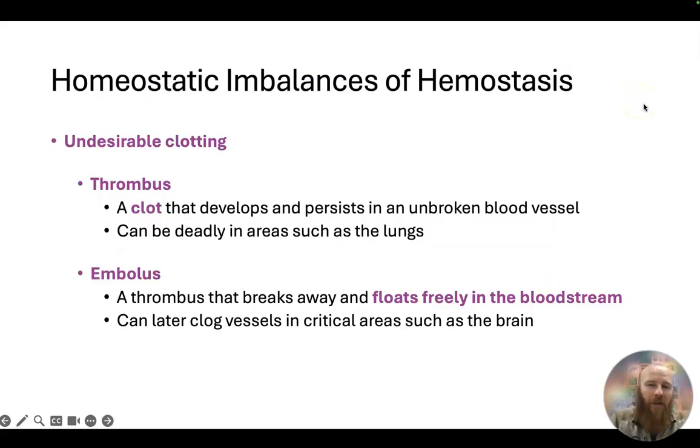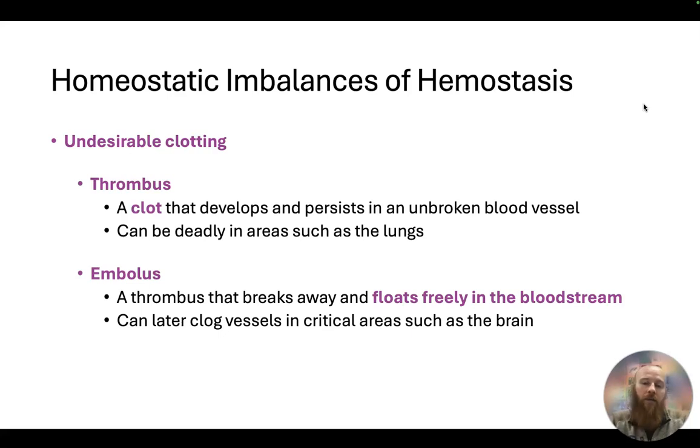Really quick, some homeostatic imbalances that we might see when it comes to blood clotting. Two major categories. We have undesirable clotting. This is basically where we don't really have damage to the blood vessels, but we're clotting anyway. Whenever we have a clot developing and persisting, and it's not because of a damaged blood vessel, we call that clot a thrombus. A thrombus is just a fancy word for a blood clot. But these can be deadly in areas like the lungs if those blood clots cut off blood supply and oxygen content and nutrients, leading to cell and tissue death, right?